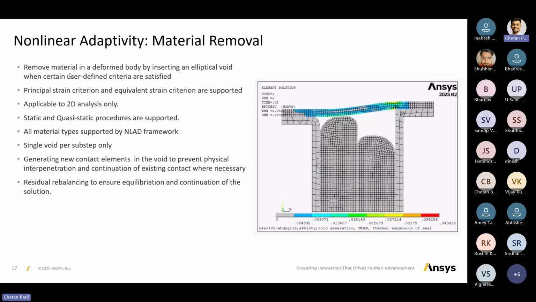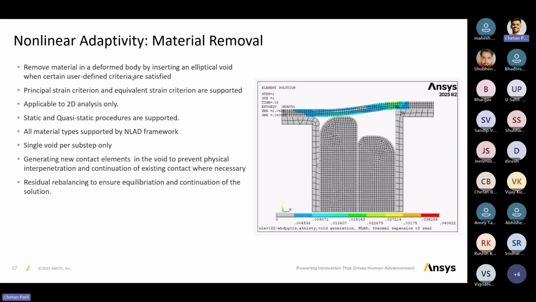Then coming to the non-linear mesh adaptivity and material removal. This is a new feature that has been introduced over here. You can see this feature is only applicable for 2D analysis itself, and it only supports static and quasi-static simulations. So this non-linear adaptivity of the mesh and the material removal from the overall geometry is only supported for 2D simulations with static or quasi-static procedures, and all types of materials are supported for this non-linear adaptivity framework. Then there is even a void that is getting created over here for the removal process of the material.